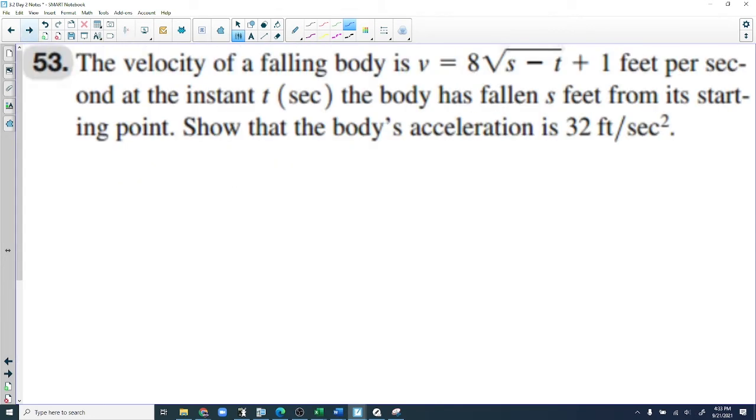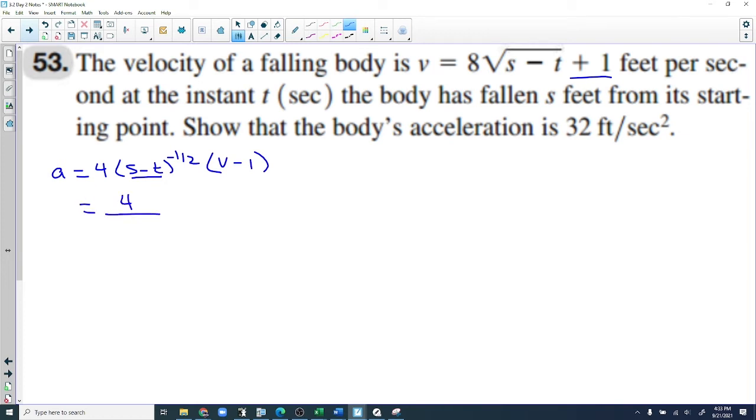The velocity of a falling body is given in feet per second. At the instant t, the body has fallen s feet from its starting position. Show that the body's acceleration is 32 feet per second squared. Well, the derivative of velocity is acceleration. That's going to be 4 times (s minus t) to the negative 1/2. And then the derivative of 1 is 0. But I need to multiply times the derivative of the inside. Well, s is position. The derivative of position is velocity. And then the variable is minus t, so that's minus 1.